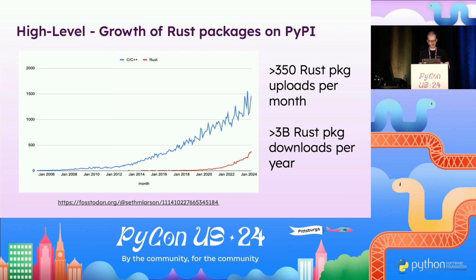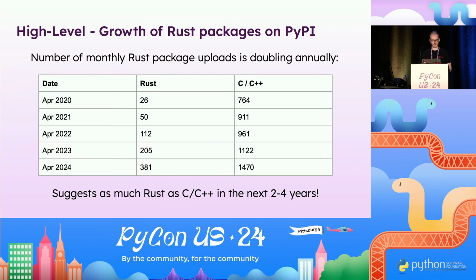I also, when looking at these stats, couldn't help but notice a slightly interesting pattern here. Looking just at the April numbers for the last 5 years, this is the number of projects uploaded in April 2020, April 2021, and so forth. What I saw was that the Rust numbers are pretty much doubling every year.